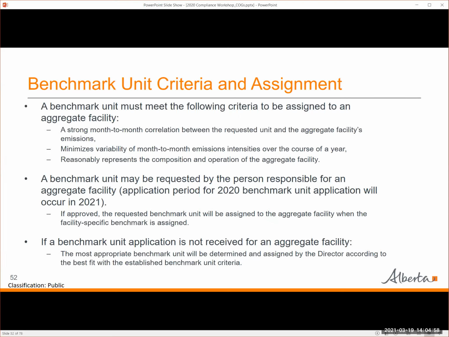So again, the benchmark unit, there's a couple of ways that gets arrived on. It can be requested by the person responsible for an aggregate facility through an application, either an application for a benchmark unit, or if you're applying for a 2019 benchmark, there's also implicitly an application for a benchmark unit in there, really. So if you've applied for it, we're in the process of reviewing those, and we're aiming to get our letters out to folks in April. And if you haven't applied for those, we're also going through the process of working with the Petronex data to come up with the best available benchmark unit for communication also in the April timeframe.